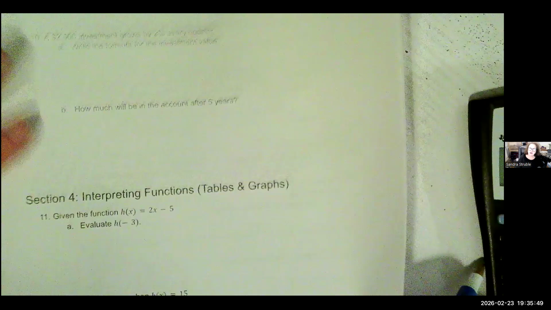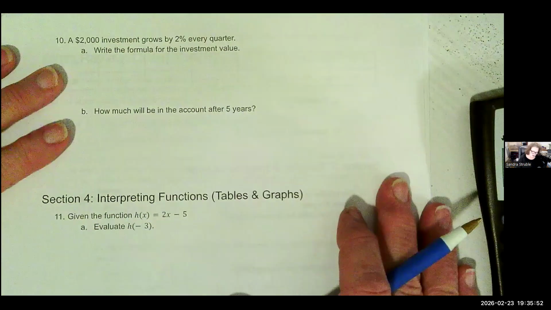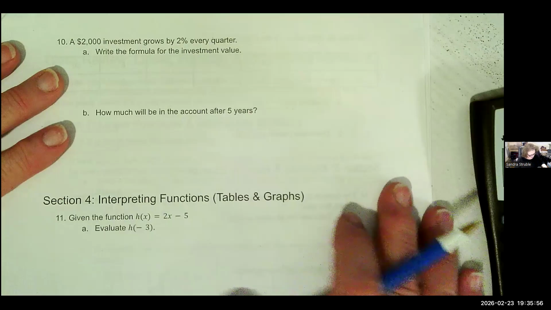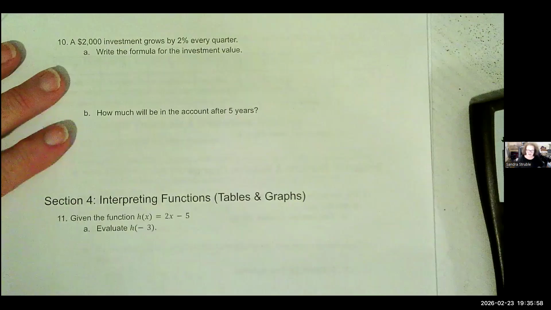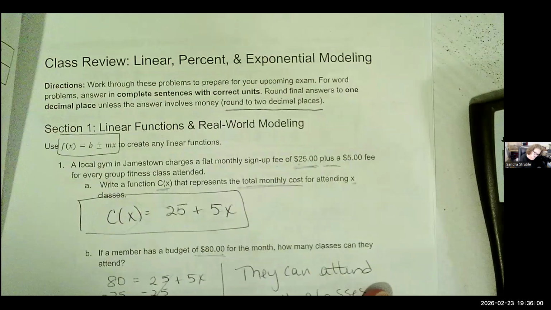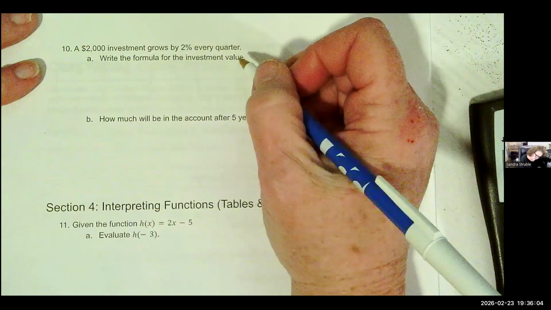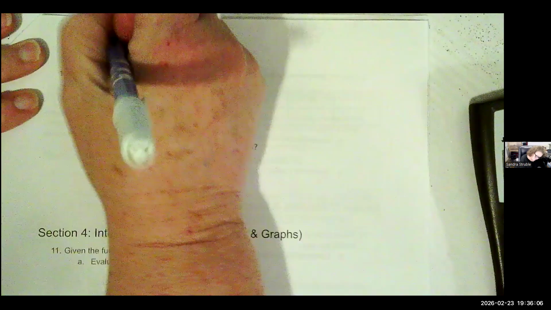All right, a $2,000 investment grows by 2% every quarter. Now, I know I haven't done any every-blank-years problems, but I'm telling you now, they will be on the exam. So make sure you're supporting yourself with your exponentials. I'm going to rewrite my exponential function here.